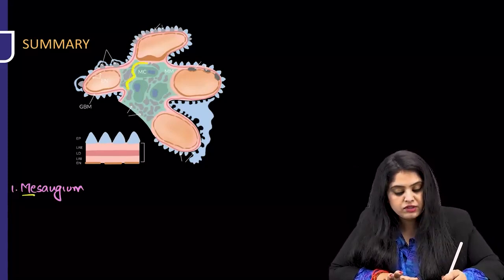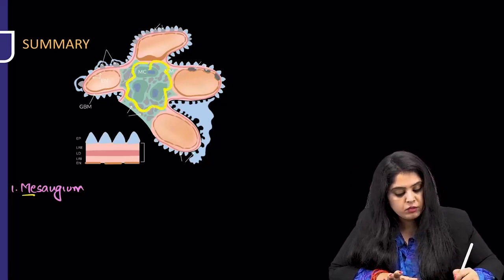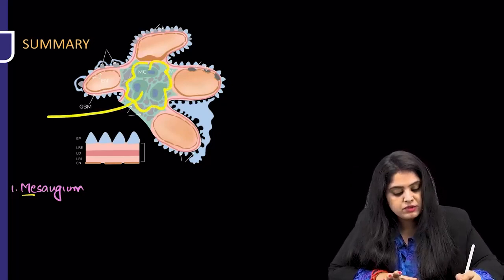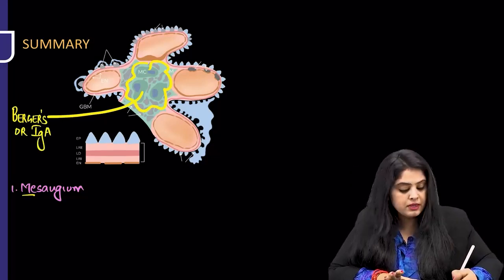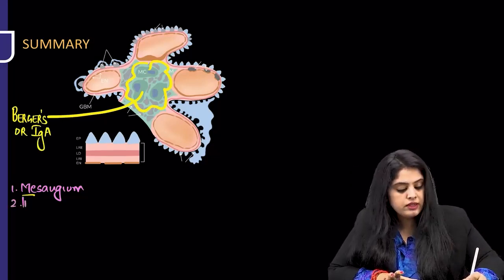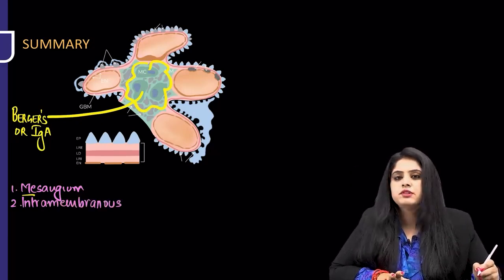So when they are talking about this mesangium, over here what will I do? I will say mesangium में होगा deposition of Berger's disease. Which antibody? It is going to be IgA nephropathy, right? So mesangium to tick mark.